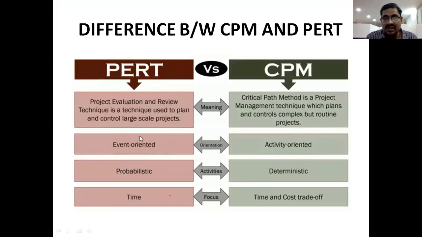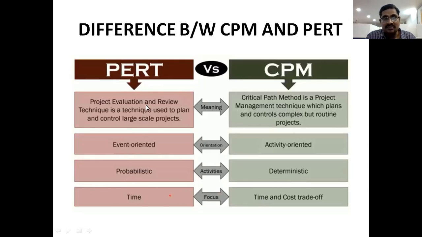CPM is activity oriented and PERT is event oriented. Event means a circle formed, right? CPM is fixed by deterministic means: activities, preceding activities, dependencies of activities, time and cost. These all things are determined by the top level management.